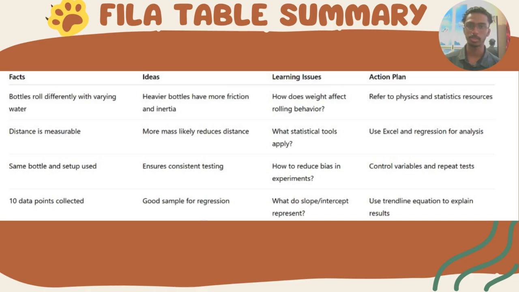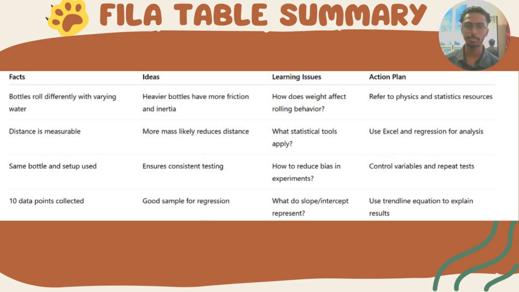Starting with the facts, we observe the bottles roll differently depending on how much water is inside them, and the distance rolled can be measured accurately. We made sure to use the same bottle and the same setup throughout to maintain fairness in our testing, and we collected 10 data points to have a good enough sample for analysis. From these facts, we developed several ideas. For example, the heavier bottles might experience more friction and inertia, reducing their rolling distance. Also, adding mass likely shortens the distance the bottle travels.